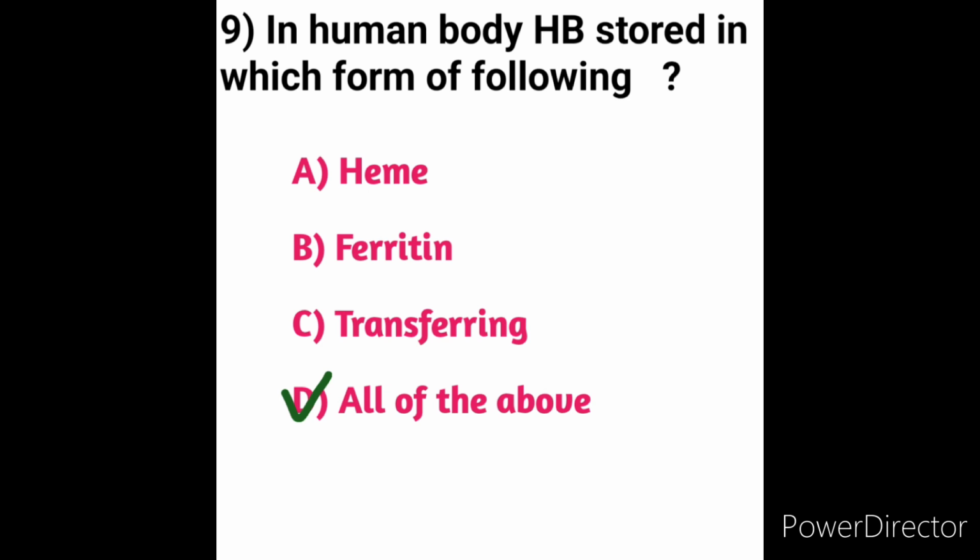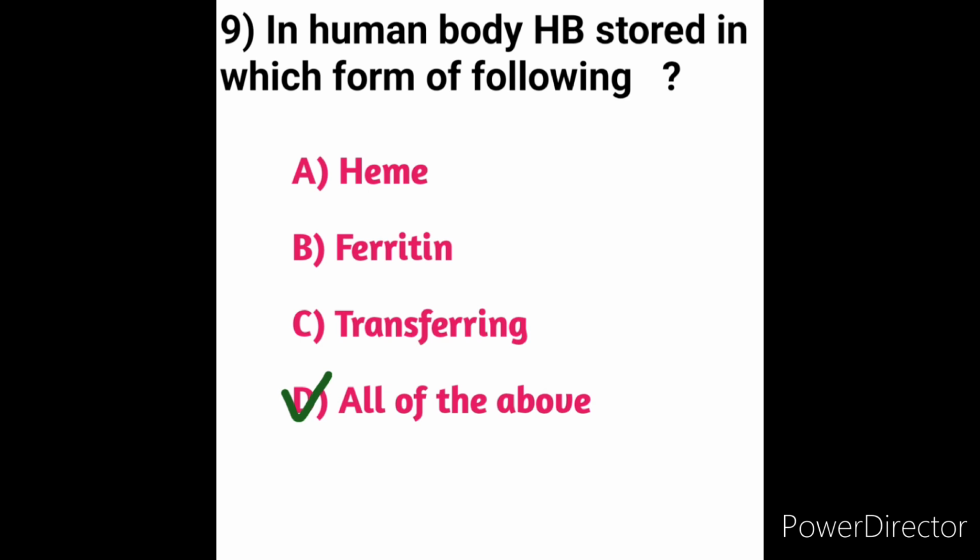In the human body, iron is stored as heme, ferritin, and transferrin. Iron is contained in the heme portion of hemoglobin, and may be stored in the liver or spleen, primarily in the form of ferritin. It is carried through the bloodstream by transferrin. So here, all of the above is the correct answer. I think all of you are clear.